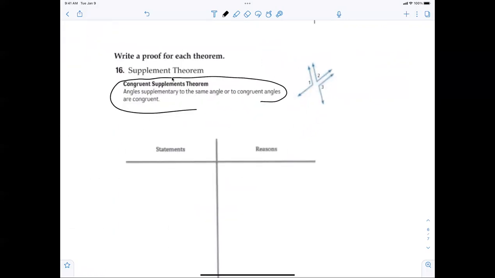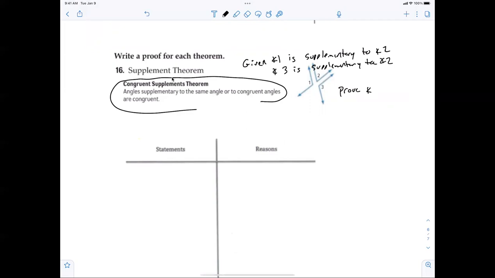All right. So given angle 1 is supplementary to angle 2, and angle 3 is supplementary to angle 2, we want to prove that angle 1 is congruent to angle 3.